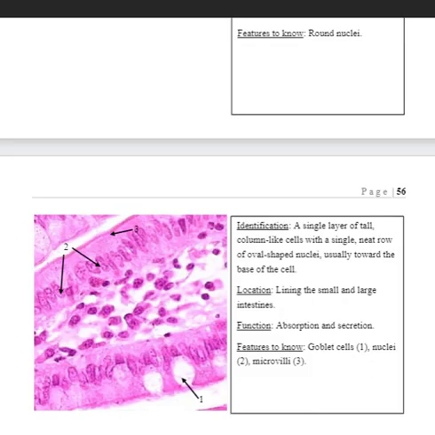So let's look at the difference between simple columnar cells and pseudo-stratified columnar cells, because if you look at the two of them, one right after the other, then it's pretty easy to notice what's going on. Now, one of the things that you need to know, besides just what the shape is, you need to know where would I go find that kind of tissue and what is its function in that particular place.